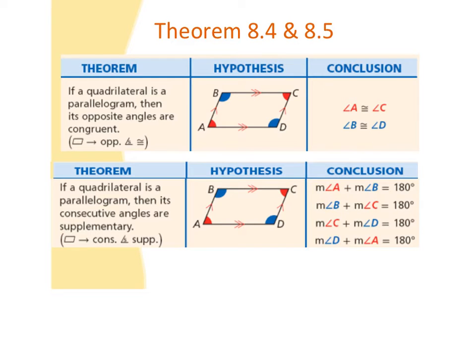Okay, so this is going back to where we learned about parallel lines. And if we had a transversal here, this angle B and angle A would be same side interior angles. Same thing if I drew my parallel lines this way, and then my transversal, then B and C would be the same side interior angles. So we have four pairs of supplementary angles here that are going to be consecutive angles. Good on theorem 8.4 and 8.5.